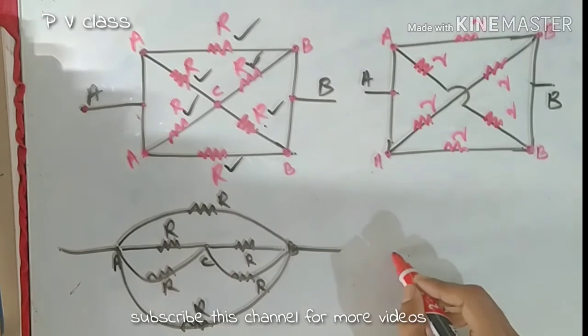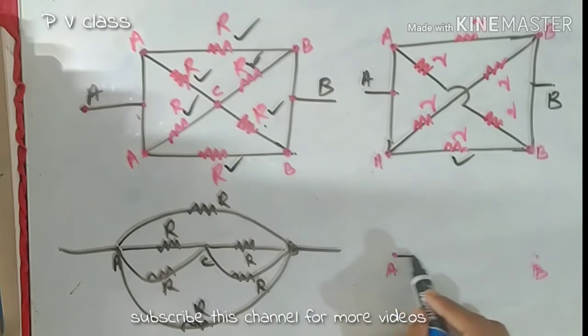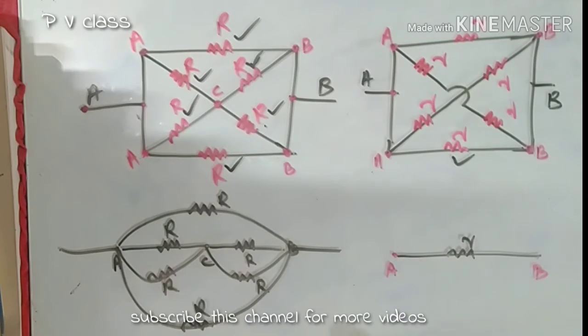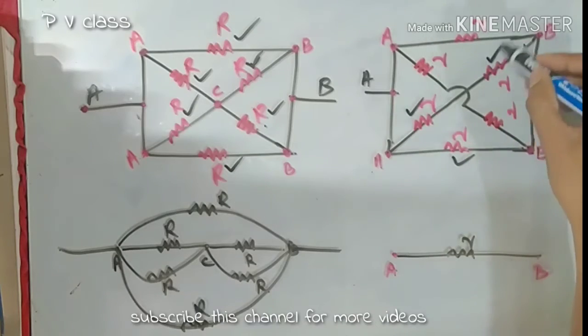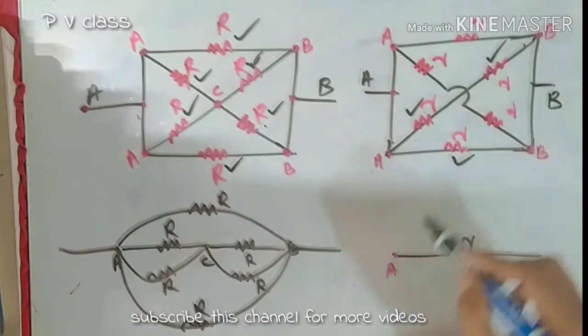Then, let's construct the diagram. Let me draw A and B. Then, let's start with this resistor. It's connected between A and B. I'm drawing it over here. This is our resistor. Then, if we are analyzing these two resistors, they are also connected between A and B.